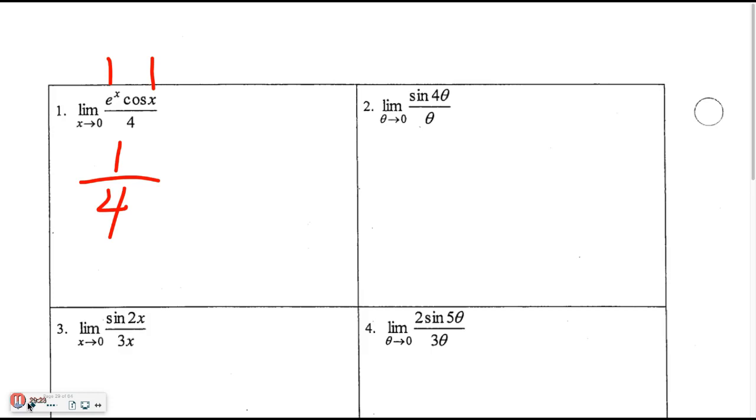The next one, though, when I plug it in, I get sine 0 over 0. I do get 0 over 0. And I just told you, Charlie, that you can't mess with sine. I can mess with tangent, secant, cosecant, cotangent. But sine's as bare naked as it gets. This almost looks like what your goal is to get, by the way: sine of some stuff over the same stuff.